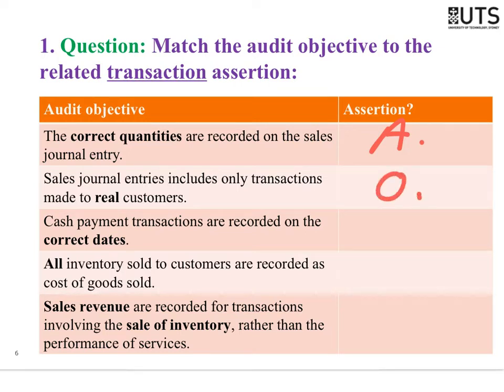Cash payment transactions are recorded on the correct dates. What's that one? Beautiful, cut-off. All inventory sold to customers is recorded as cost of goods sold. What's the keyword being? All. Completeness, good.